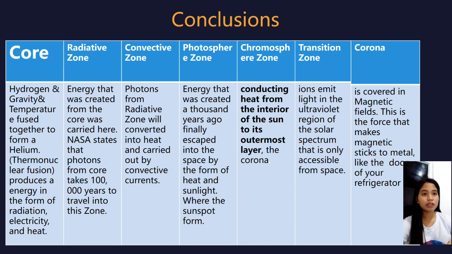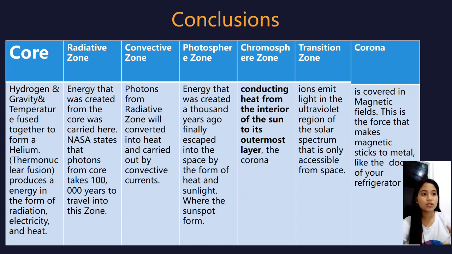And as a conclusion, we can view this table as a reference. First, we have here the core, where hydrogen, gravity, and temperature fuse together to form helium, or what we call thermonuclear fusion. This thermonuclear fusion produces energy in the form of radiation, electricity, and heat. Next one is the radiative zone, where the energy that was created from the core is carried outward. NASA states that photons from the core take 100,000 years to travel through this zone.